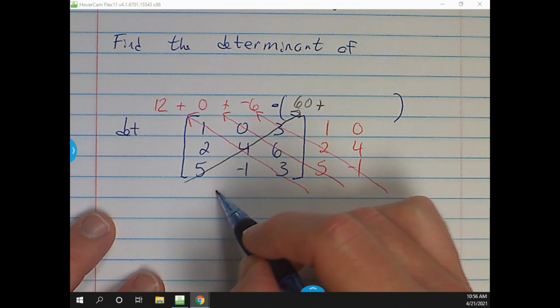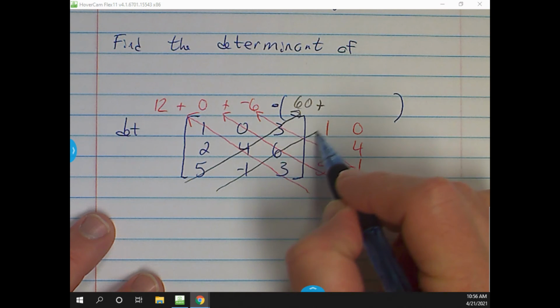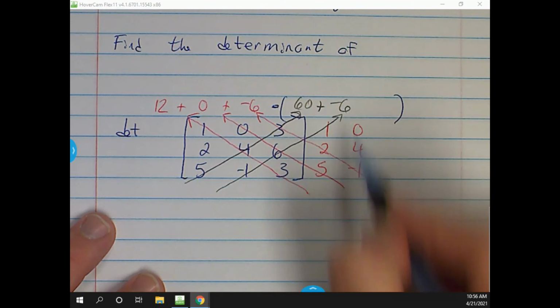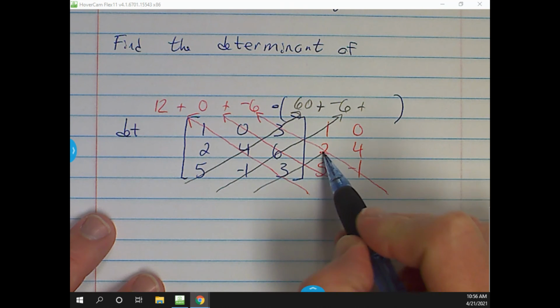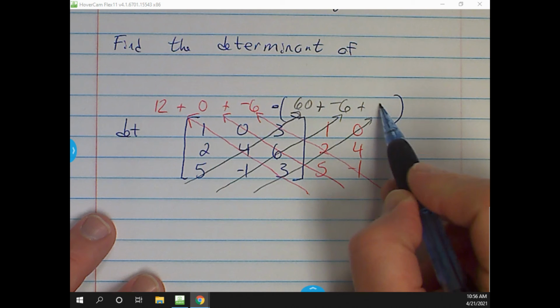Okay, next one up. -1 times 6 is -6. Times 1 is still -6. And then going this way, 3 times 2 is 6. 6 times 0 is 0.